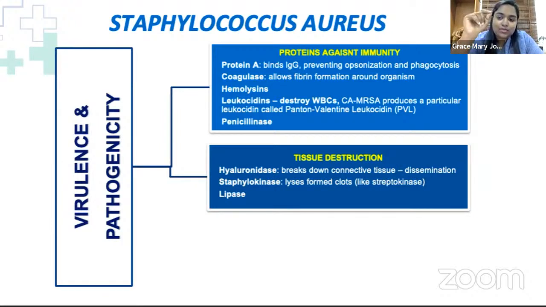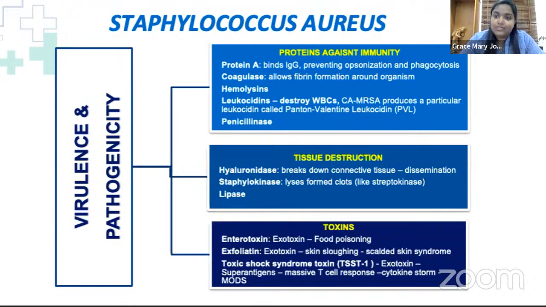So once it enters your body, using these enzymes and proteins, they invade your other systems as well. So staphylococcus is like streptokinase. What is streptokinase used for? When a patient comes with stroke, we know that streptokinase is used to dissolve the clot, right? So staphylococcus is something very similar to that. And then you have lipase, which breaks down the lipid. And last, it has a lot of toxins. It can be an enterotoxin, it can be an exotoxin. There are so many toxins that this bacteria produces.